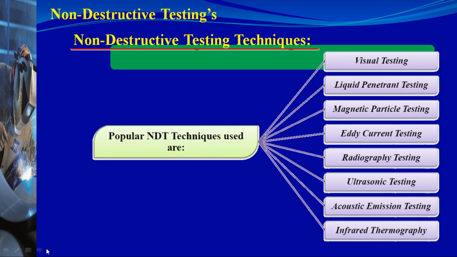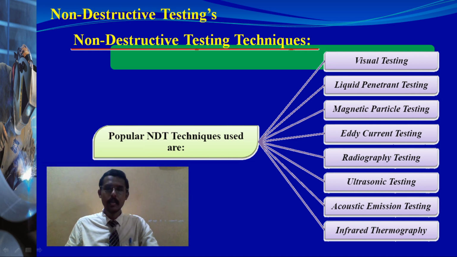In today's class, we are going to talk about the various applications of NDT techniques. Previously, in the last classes, we have seen the various types of NDT techniques. These are the list of NDT techniques that we use in our day-to-day life, such as visual testing, liquid penetrant, magnetic particle, eddy current, radiography, ultrasonic, acoustic emission, and lastly infrared thermography.